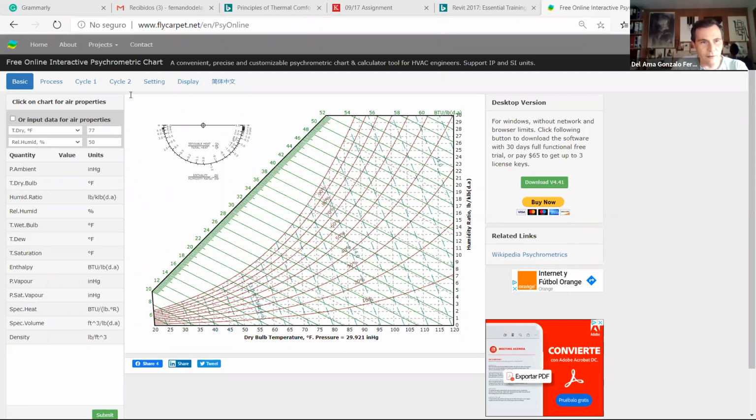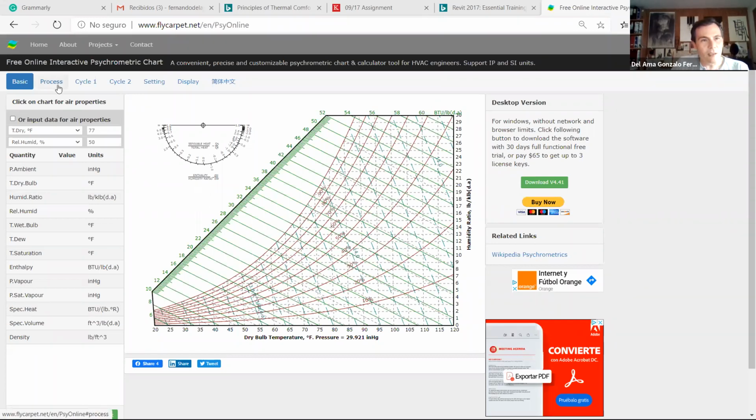I have changed the settings, and now it's in Fahrenheit and imperial units. And you know that there are different tabs here. We have the basic. In the basic, we can just calculate the conditions of one point. If I type here the dry bulb temperature and the relative humidity, we have the rest of the parameters: the dew point, the enthalpy, the specific heat, everything.